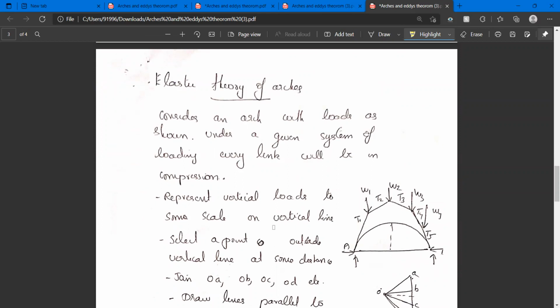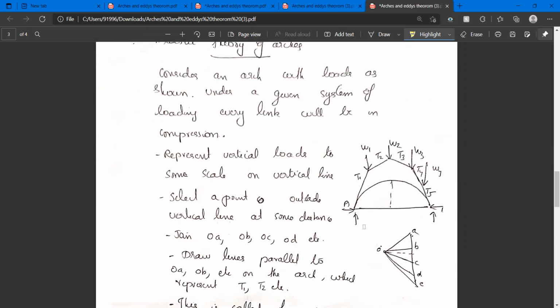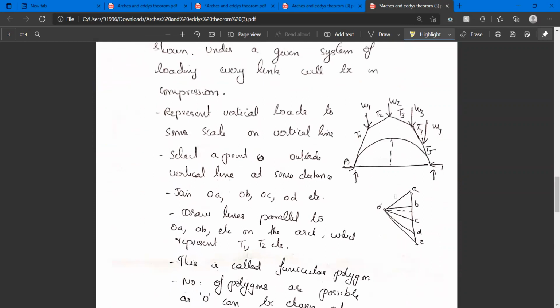Before starting the analysis of arches, we should have some idea about the elastic theory of arches. In the figure given, you can see an arch with loads, a system of loads W1, W2, W3, W4, etc. First, we will draw a vertical line in which vertical loads are drawn to some scale. This is the vertical line. W1, W2, W3, W4, etc. These loads are shown using the lengths A, B, C, D, E, etc.